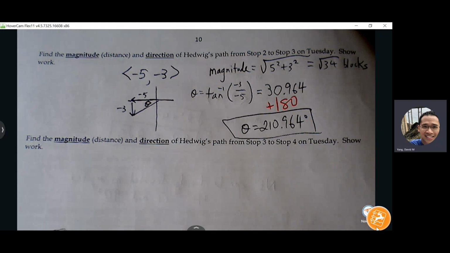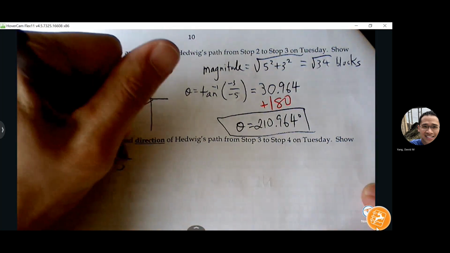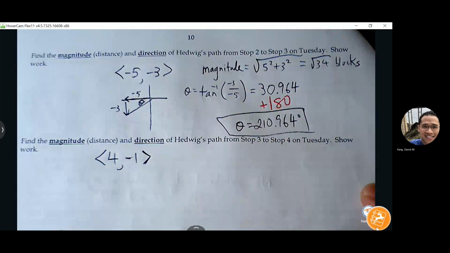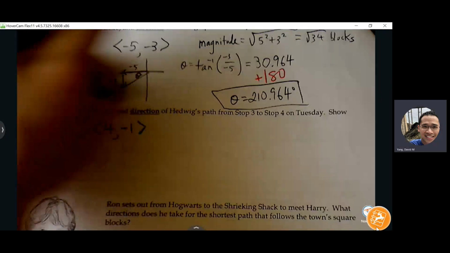Okay, so finally, from stop 3 to stop 4. 4 east, 1 south. Which quadrant would that be in? Quadrant 4.